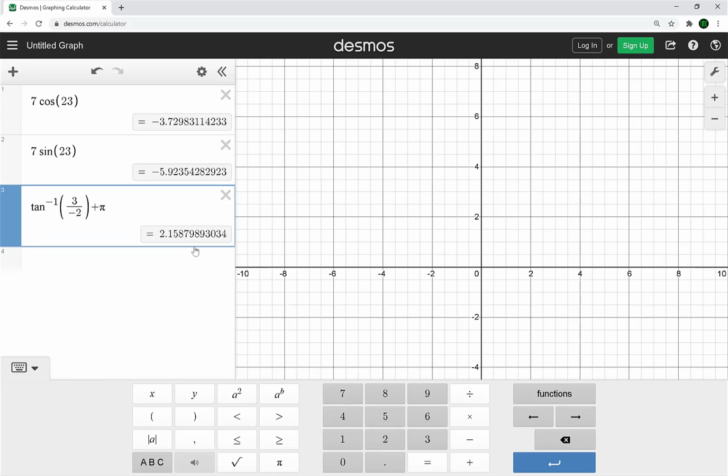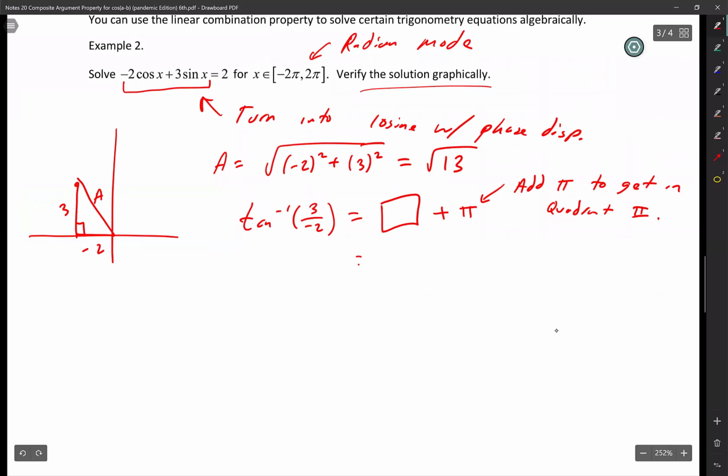2.159 if we're going to round. 2.159. Okay, so let's go to 2.159. Uh-oh, did I do it right? Yeah, I think I did it right. So here we go, guys. Let's rewrite it. So now I can rewrite this as -2 cosine x plus 3 sine x equals nothing more than square root of 13 cosine of, they have the variable x instead of theta, x minus 2.159.